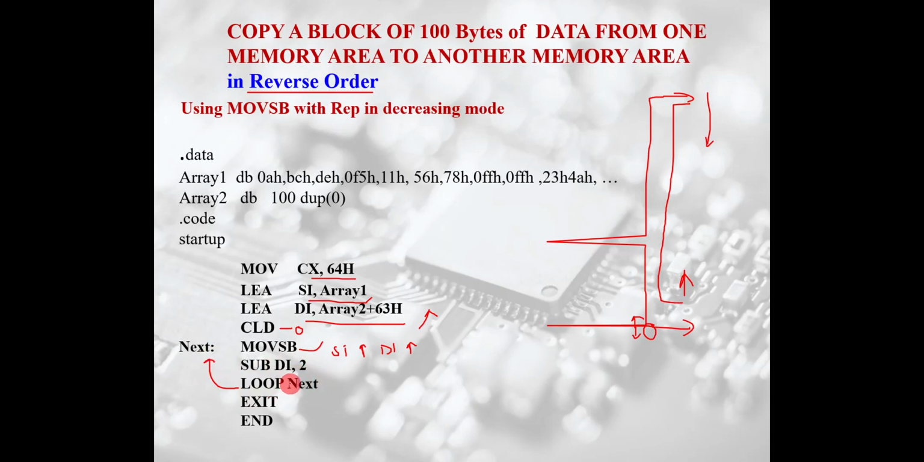Now I can't use REP here in this case, because it is a reverse order, and I need to modify the value of DI, so I need to use a loop. So this will start decreasing the data. Now, if I have to make this a little more efficient, I can probably write 32, so this will go to 32H.